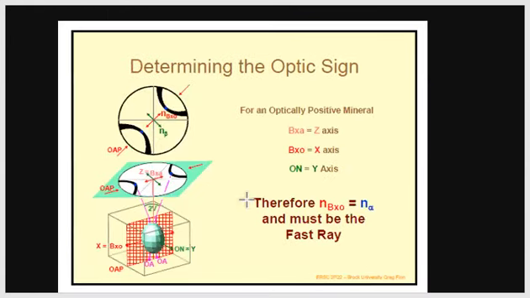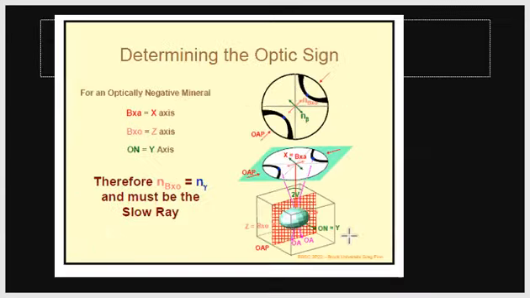So look at this. This is what we actually told. Determine the optic sign for an optically positive mineral: BXA is the z-axis, BXO is the x-axis. So you can see if there's going to be a decrease happening over here, BXO is going to be N alpha and BXA is going to be N gamma, and based on that you'll be able to make a conclusion. In the other case, BXO is going to be N gamma and must be the slow ray, and BXA is going to be N alpha.